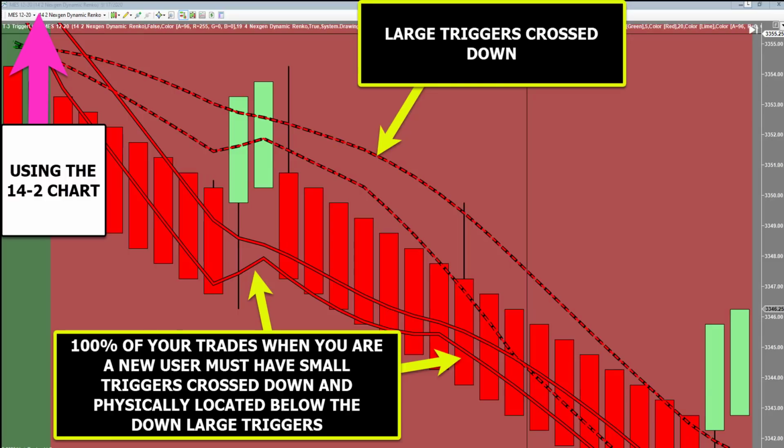Again, I'm really pounding this home because you have to get this down first. On the 14-2 chart, you must have the small triggers down. They must be below the large triggers, and you're going to find the opportunities at Fibonacci to sell and make money on the short side.